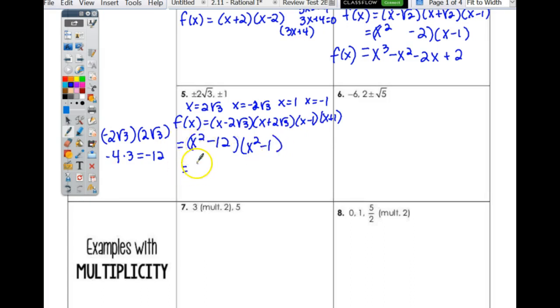So x squared times x squared is x to the 4th. Negative 12 times negative 1 is positive 12. And in the middle, I get minus 13x squared. And that is my f of x.